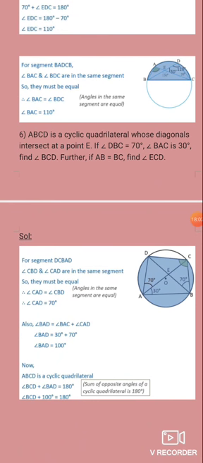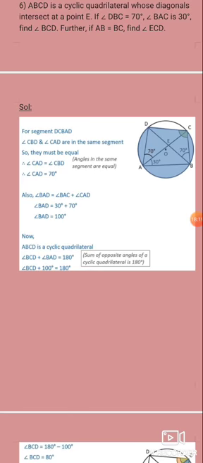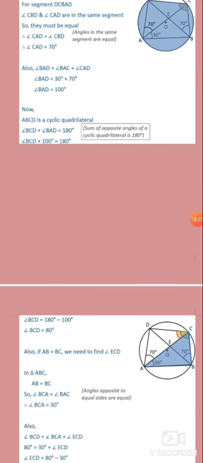Now, ABCD is a cyclic quadrilateral. Angle BCD plus angle BAD is equal to 180 degrees. So angle BCD plus 100 degrees is equal to 180 degrees. Then angle BCD is equal to what? 180 minus 100, so BCD is 80 degrees. So BCD we get what? 80 degrees.